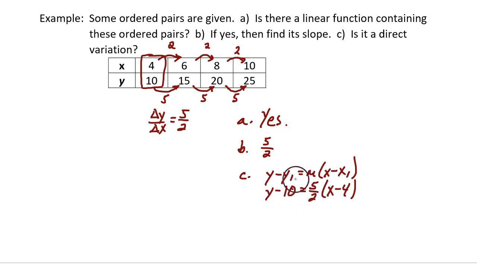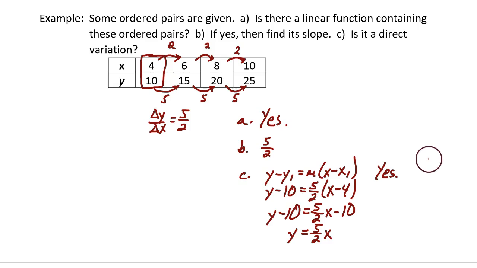Now transform this equation so it's in slope-intercept form. First step, distributive property. 5/2 times x is 5/2 x, and 5/2 times -4 is -10. Now add 10 to both sides. And we do get a y-intercept of 0. So in question C, we can answer this question, yes, this is a direct variation.